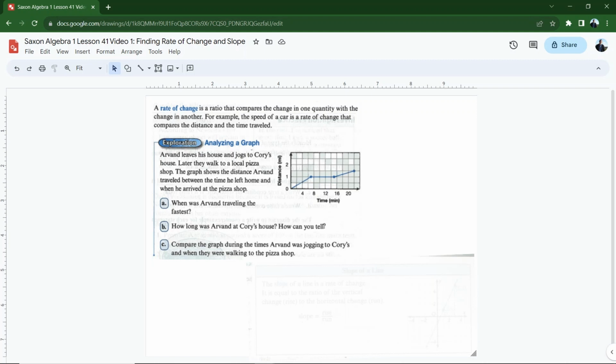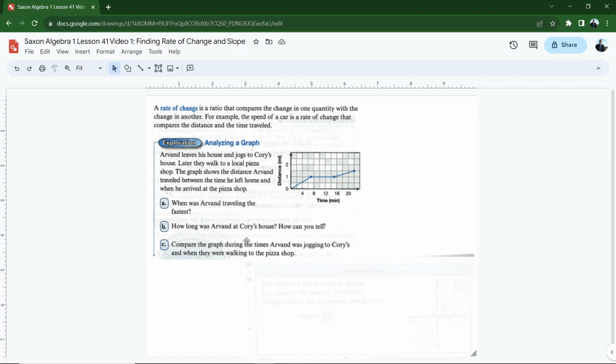So therefore, Arvind was moving the fastest between 0 and, let's see, 4, 5, 6, 7. 0 and 7 minutes. You really have to watch your axes to figure out what numbers you're counting up by. So between 0 and 7 minutes, Arvind was going the fastest.